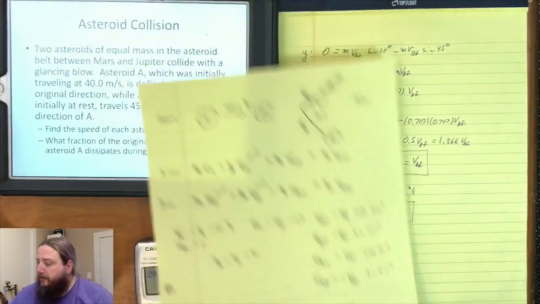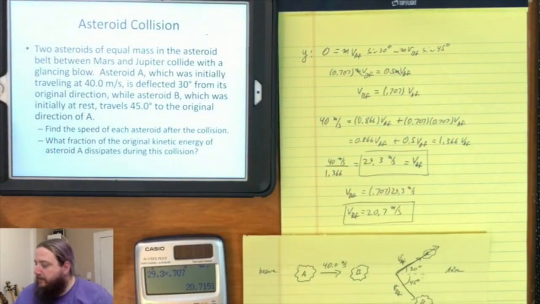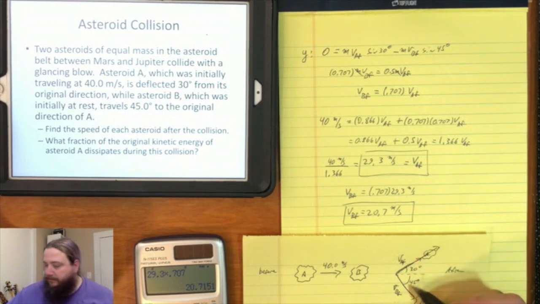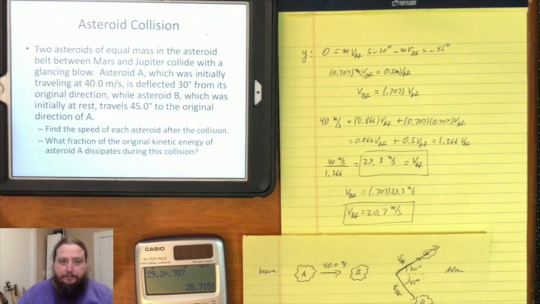So our two velocities here, as I predicted earlier, A has to be moving a little bit faster than B was because B had the steeper angle.